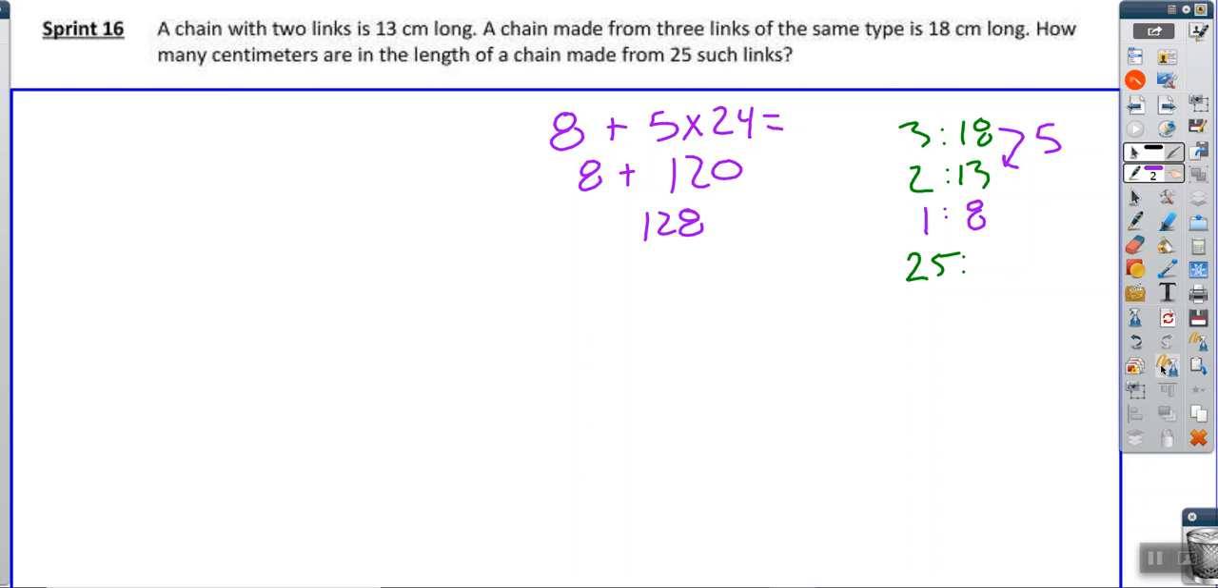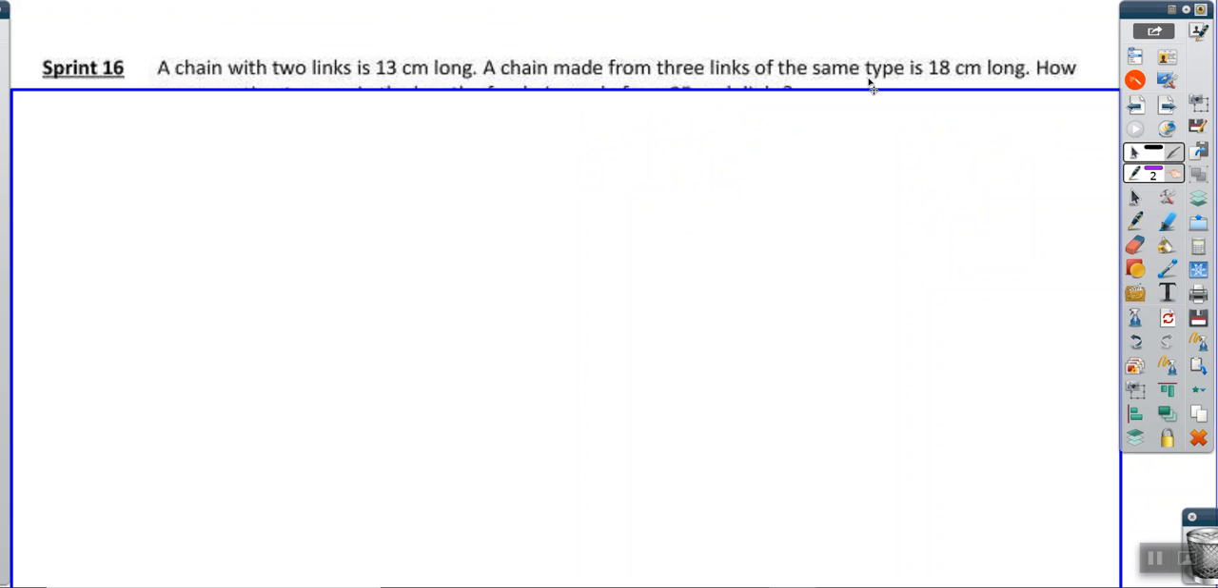All right, so for number 15, that's on the next page.